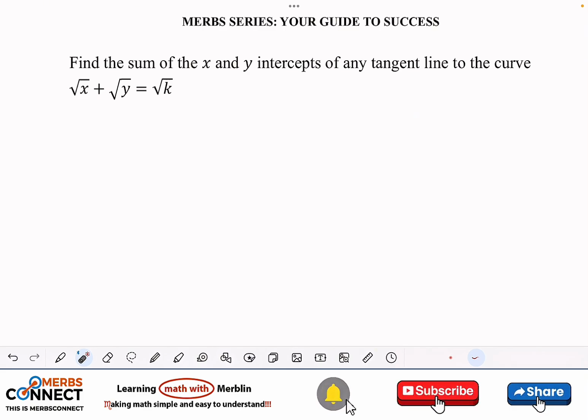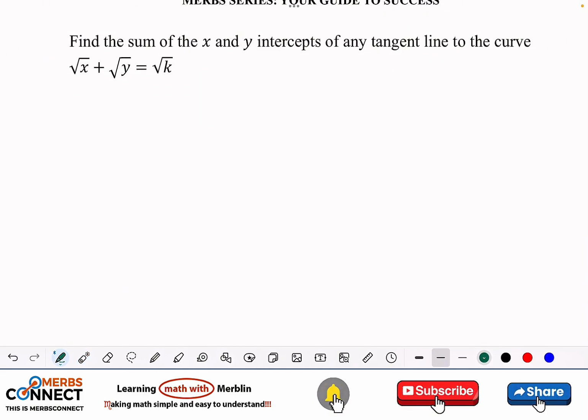Intercept at any tangent line to the curve. So we know tangent line, right? If we don't know, we are just learning it, and then we'll see how we can work with tangent lines. We will start circle very soon, so that one will help us to understand when we are talking about tangent lines, right?